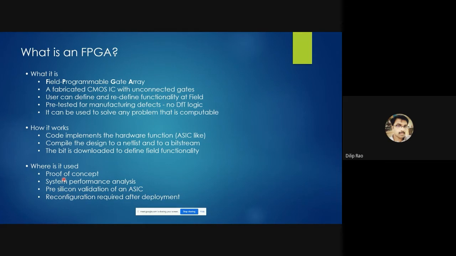So that's where we need to have this proof of concept beforehand, before you go ahead and come into an ASIC design cycle. Pre-silicon validation of an ASIC.